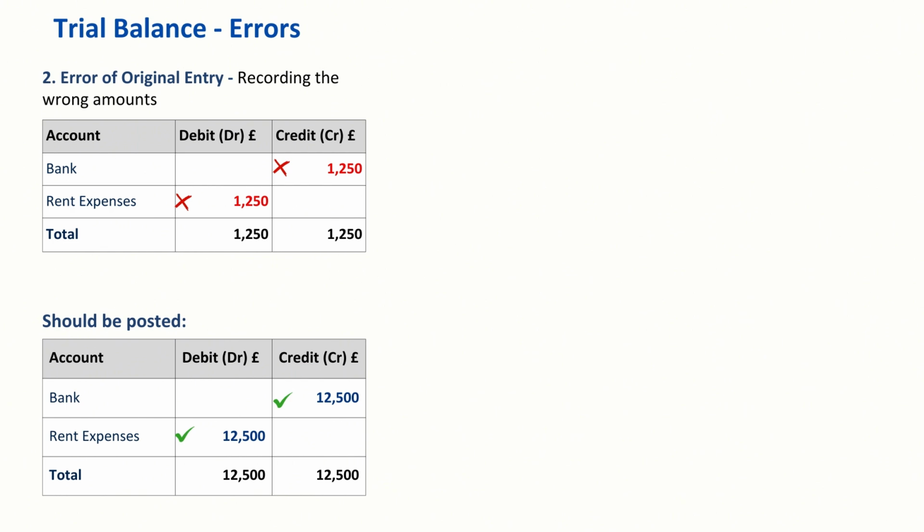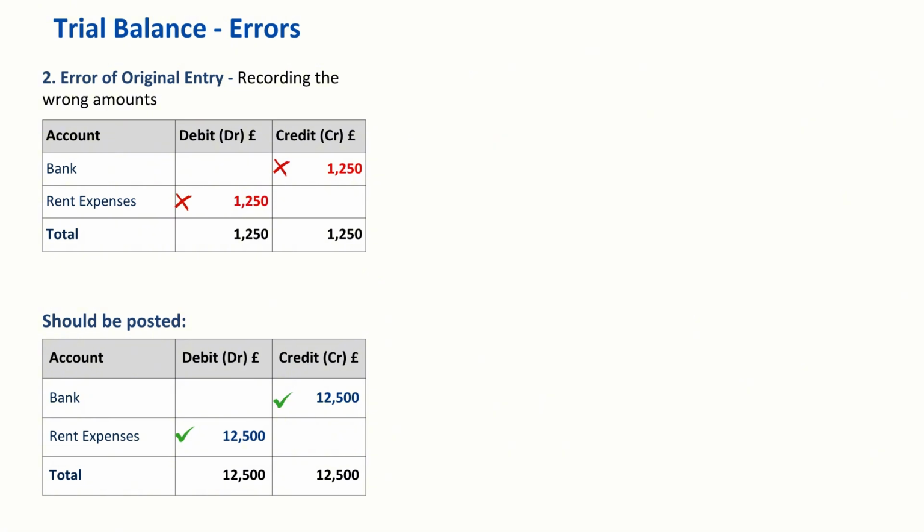Error of original entry is when the wrong figure is recorded from the very beginning. An error of original entry happens when the correct accounts are used, but the amount itself is written incorrectly when the transaction is first entered in the books. This means the mistake starts at the source. For example, the invoice, receipt, or instruction was read incorrectly or mistyped. Once the wrong figure is entered, that same wrong figure gets posted throughout the accounting system.